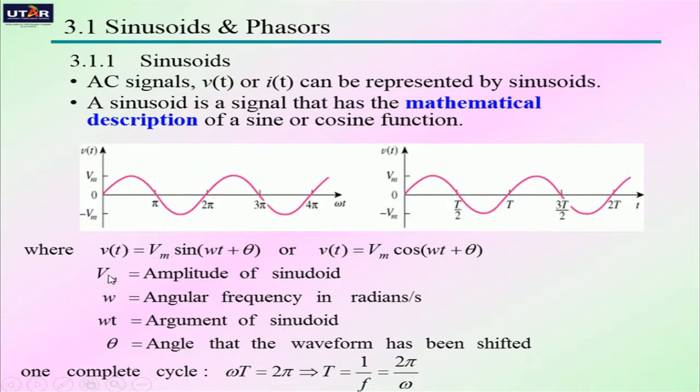So Vm is the amplitude of the sinusoid, which is the peak of the voltage. And omega is the angular frequency, expressed in radian per second. Omega t is the argument of the sinusoid, and theta is the phase shift of the waveform. So frequency is 1 over period. So it's actually inversely proportional to period.